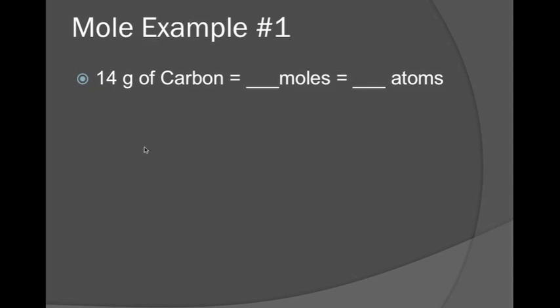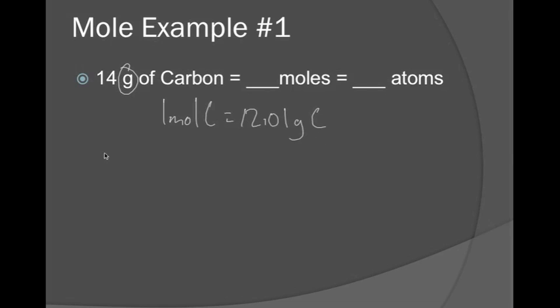Here we see we're starting with 14 grams of carbon, and we want to go to moles. And since we have grams, going from grams to moles, we need the molar mass. So I know that 1 mole of carbon is going to equal the molar mass on the periodic table, which is 12.0 grams of carbon.